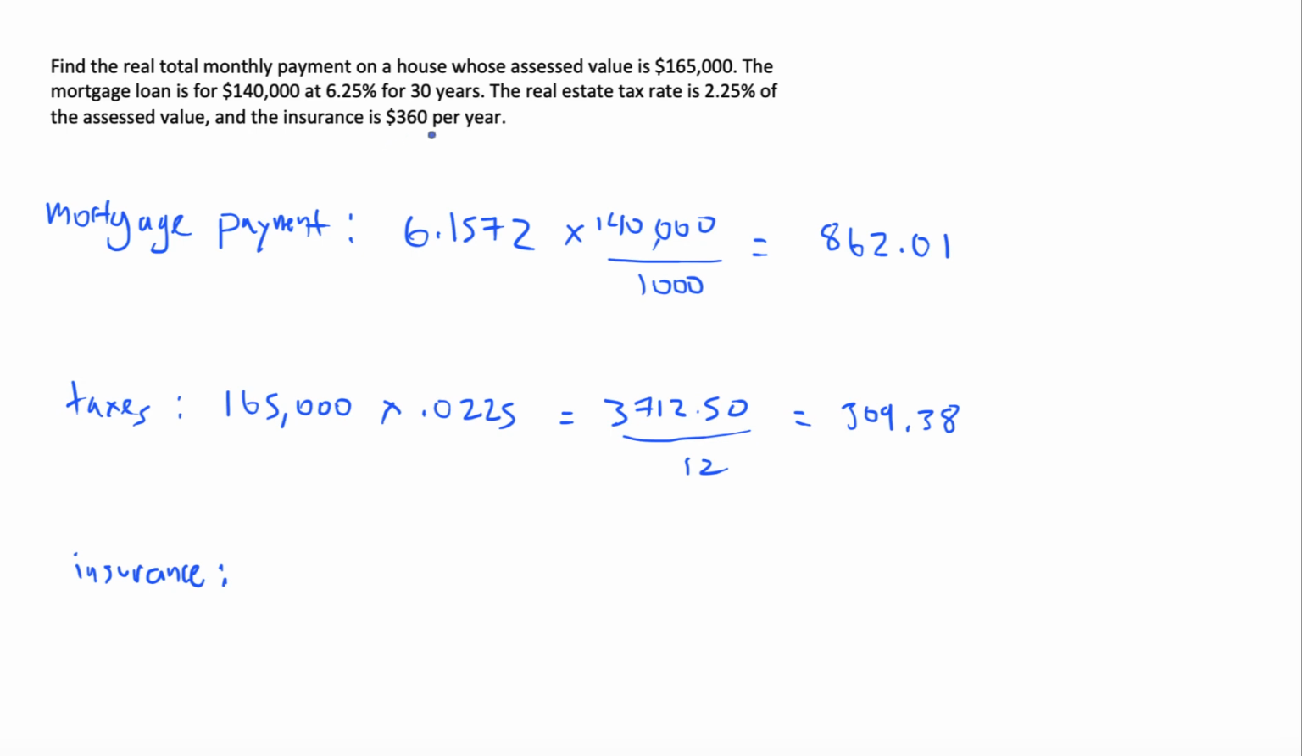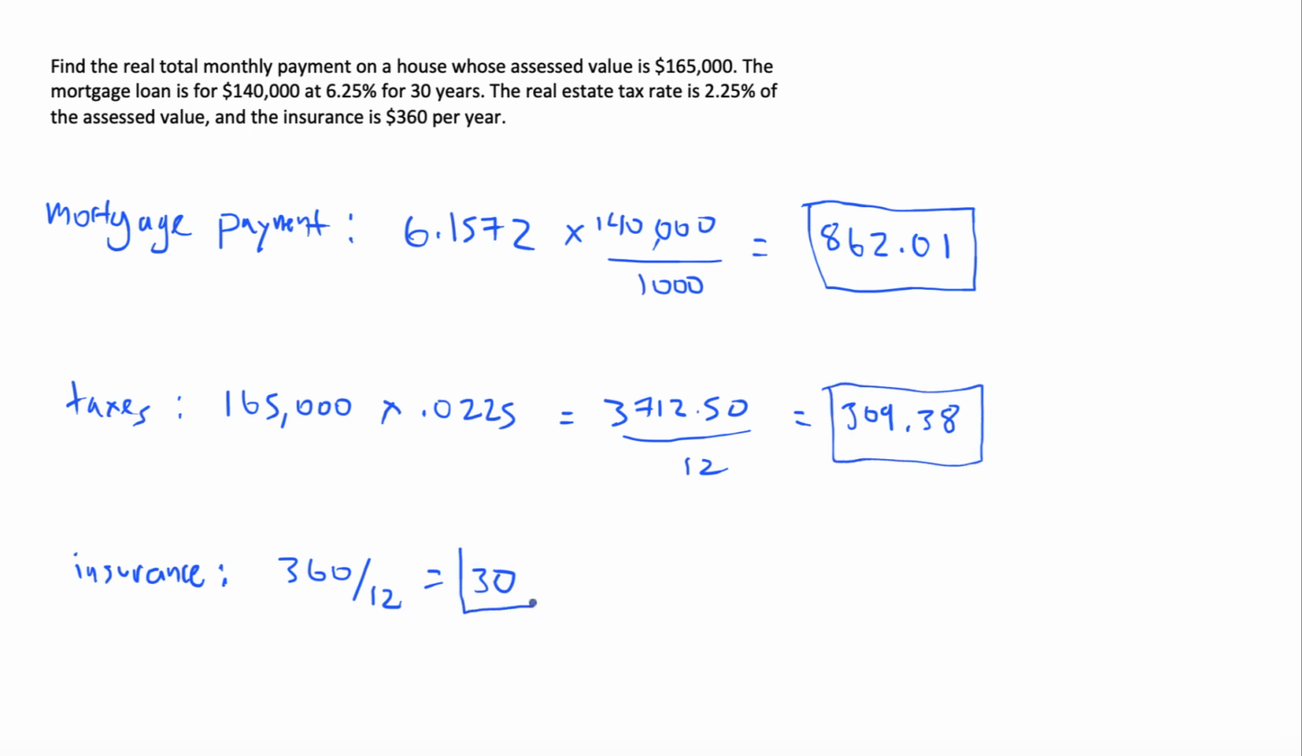And then finally the insurance, right? The insurance is $360 per year, so we'll take that 360 and divide that by 12, which gives us 30. Okay, so we have the mortgage payment, we have the tax, and we have the insurance. Basically, if you add these three numbers together, we will get the monthly payment, right? Which in this case gives us $1,201.39.